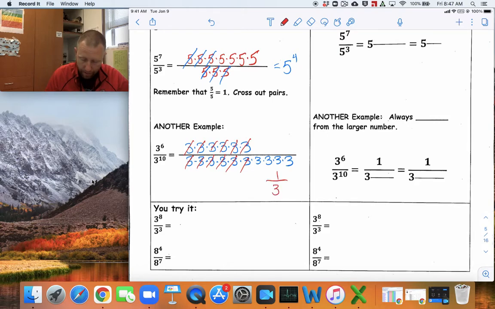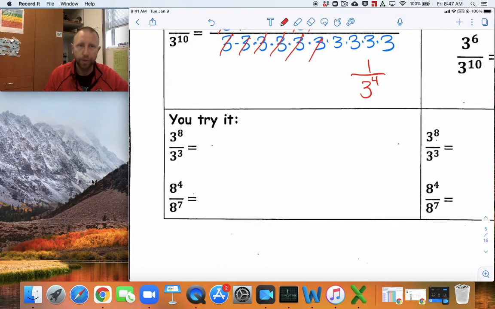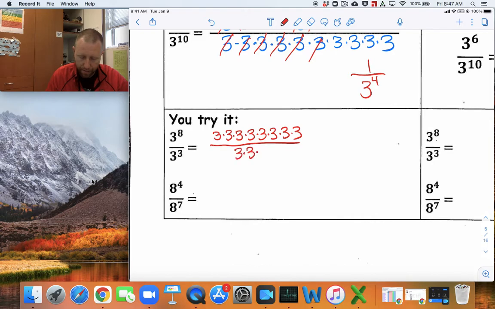And then it's 3 to the power of 4 on the bottom. Okay, so he says, now you try it. And I'm sure you guys probably see the rule now, but let's do it anyway. So 3 to the power of 8 is 1, 2, 3, 4, 5, 6, 7, and 8 3's on top. Only 3 3's on the bottom.